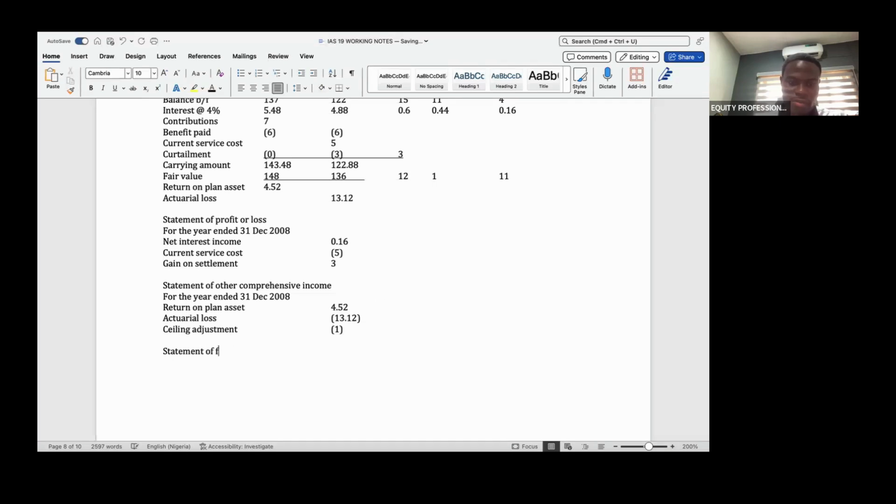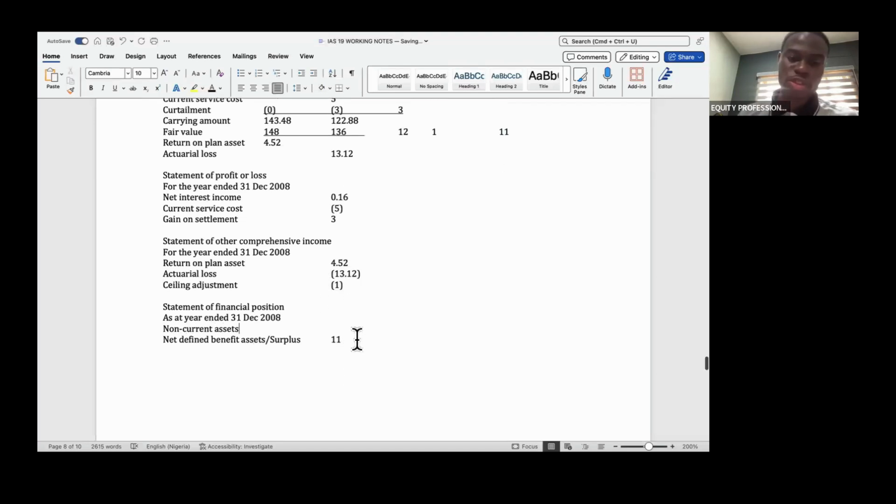Then my statement of financial position as at year ended 31st December 2008, I will have my net defined benefit assets or a surplus of how much? 11. Of course, it will come under my non-current assets. And that's the end of this question. And majorly, that's the end of this topic.